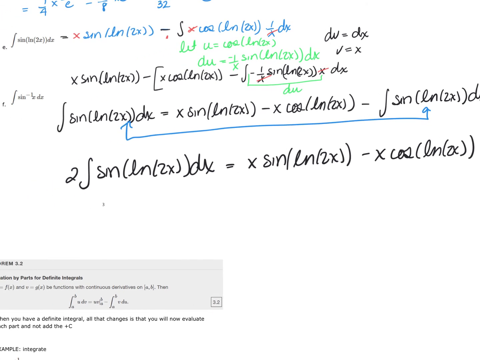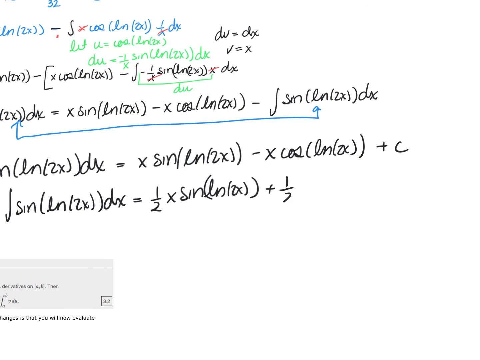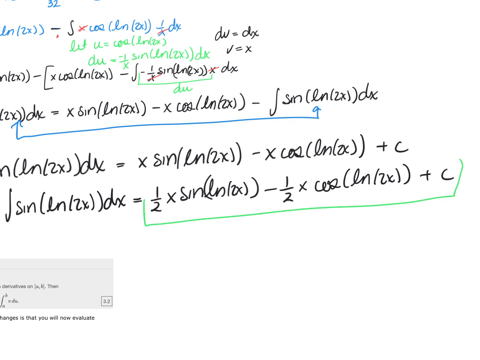Now I'm going to divide everything by 2, and so the integration of the sine of the natural log of 2x dx is going to be 1/2 x, the sine of the natural log of 2x, plus 1/2, and that should be a minus, excuse me, minus x, the cosine of the natural log of 2x, plus c divided by 2, which is still a constant. This is your final answer.